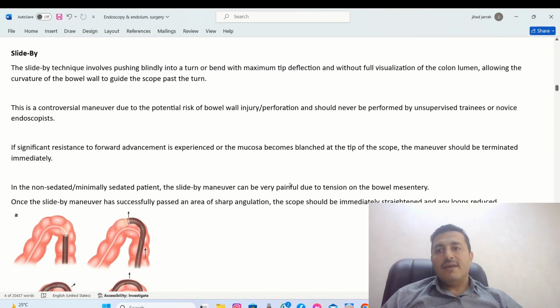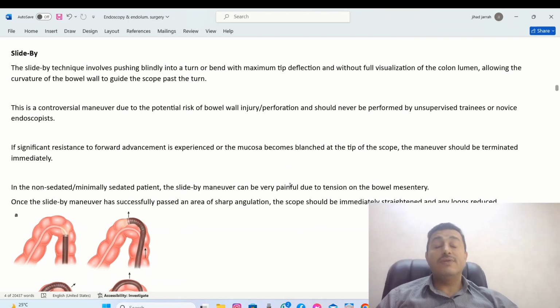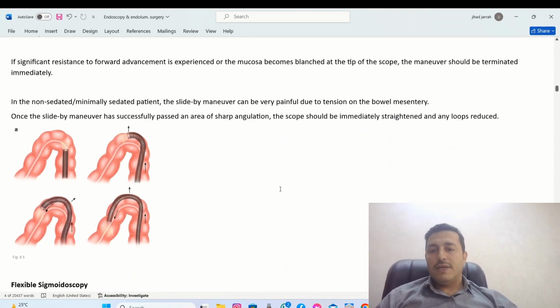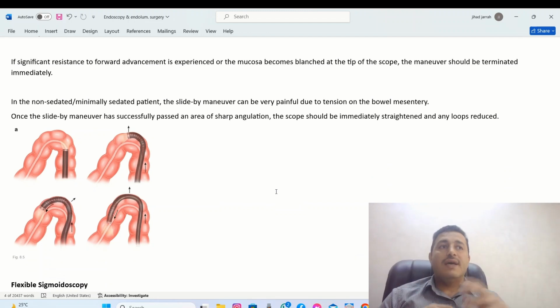Slide-by technique for insertion. Actually, this is a controversial, dangerous procedure. It should be done by an experienced endoscopist. As you see in this picture, it is used in areas where colon angulation is present, such as the rectosigmoid, the splenic flexure, and the hepatic flexure, where you cannot directly see the lumen by your eye.